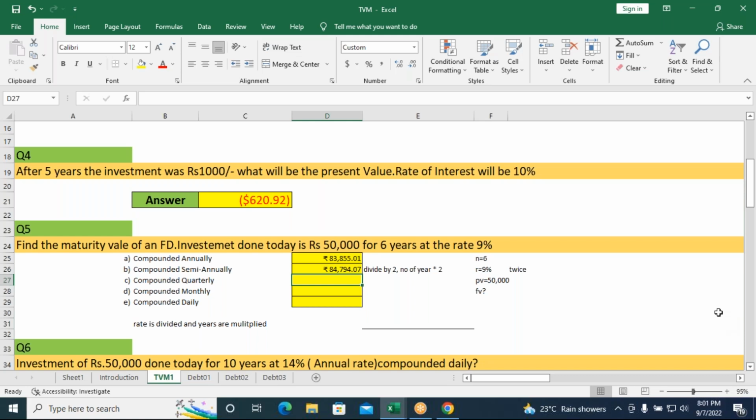Yes, ma'am. Okay, so let's see the other ones, quarterly, monthly, and daily. We'll do it. Is it okay with everyone? Girls? Or if you want me to stop here, you try out these two. We'll continue with quarterly from tomorrow. We'll do it tomorrow.